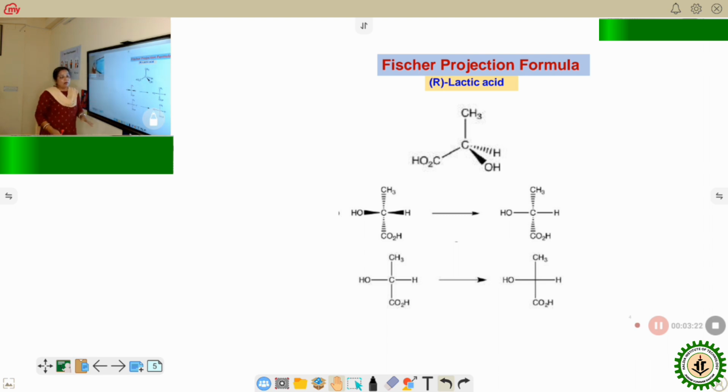If there is more than one chiral carbon atom, then the horizontal lines are up, and the whole vertical line is below, and all the chiral centers can be represented at the points. Okay, so that is how we can express the Fisher projection formula.